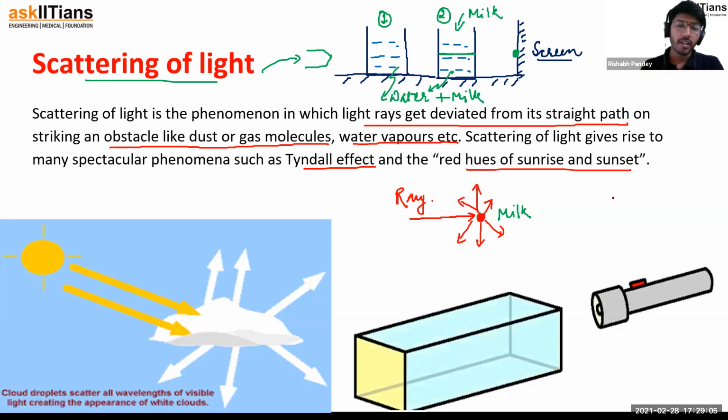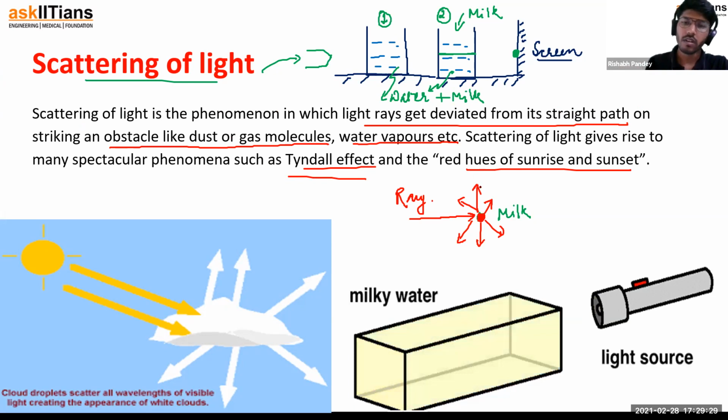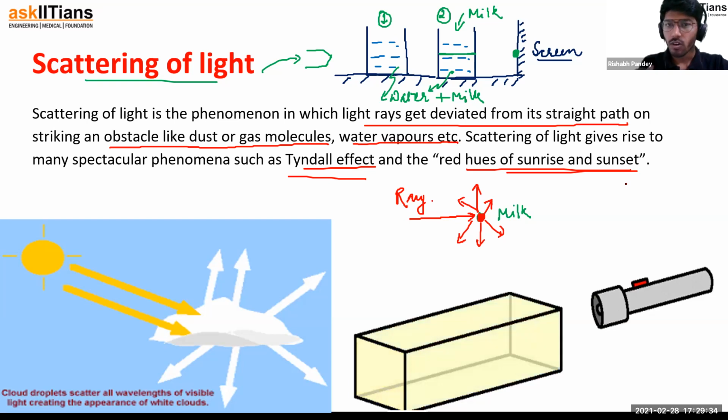The first question is a common one: what is scattering of light? I hope you must have understood that whenever a light particle strikes a molecule, it undergoes multiple reflection, which gives rise to various phenomena such as the Tyndall effect, the first one, and the red hues of sunrise and sunset. The second phenomenon is this: why does the sun during sunrise or sunset appear to be red?